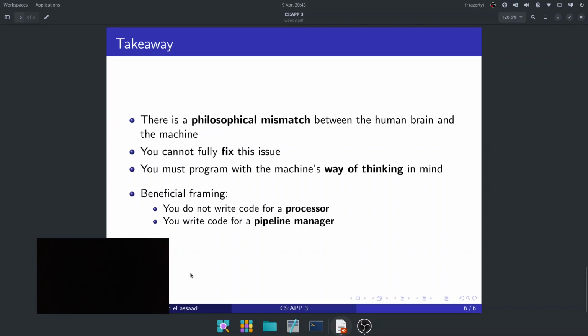And so, if we are to summarize, the main takeaway is that there is a philosophical mismatch between the human brain and the machine. It is structural, because the machine is not similar to the human brain. We have to bend the machine to play to our mental model, and this is not something you can fix. But you must also keep in mind the machine way of thinking while you are programming.